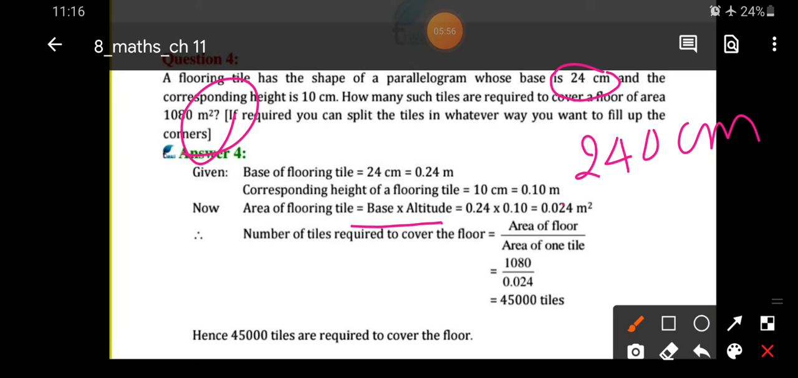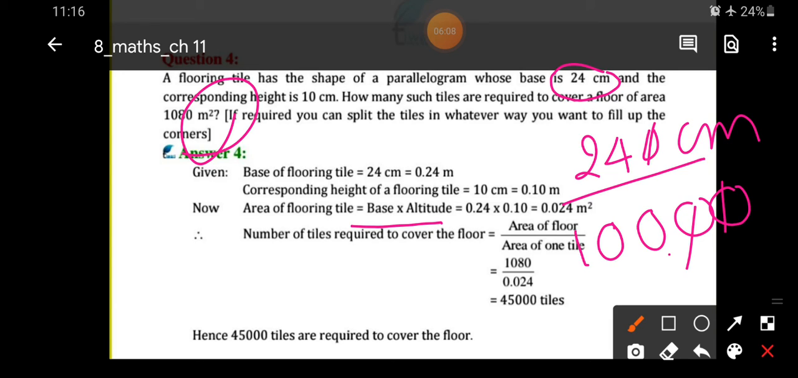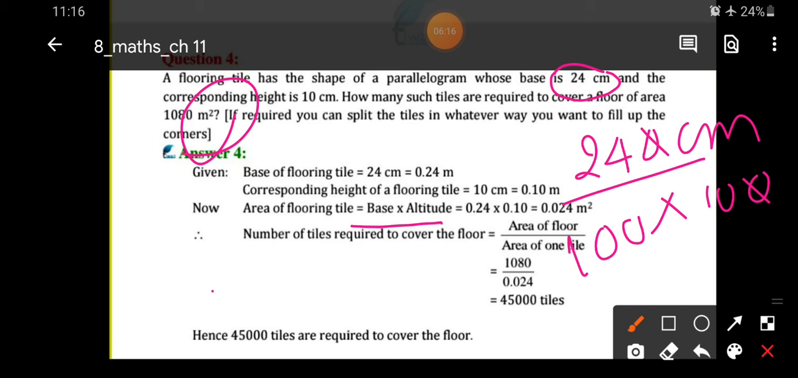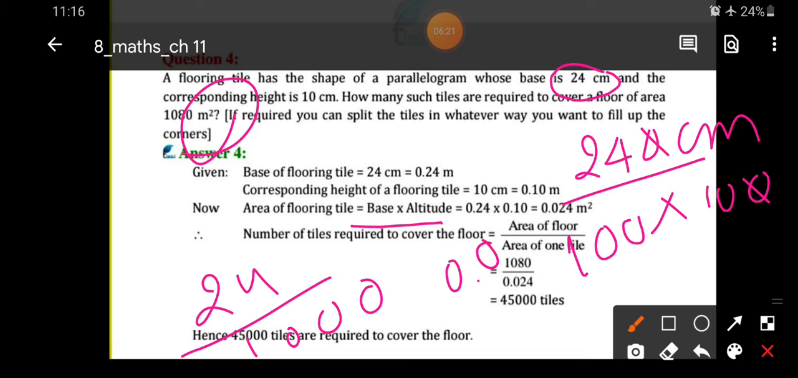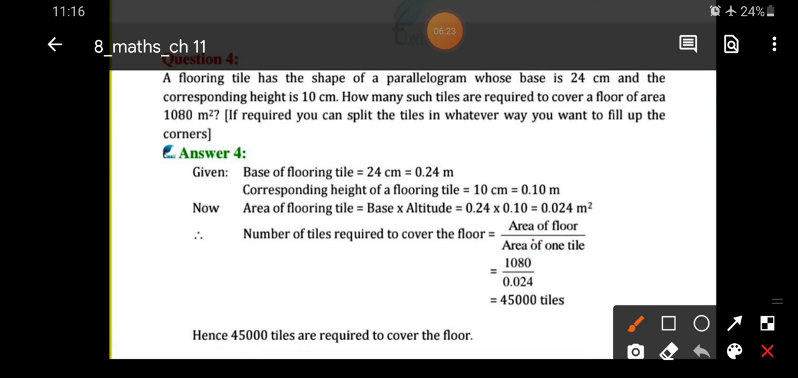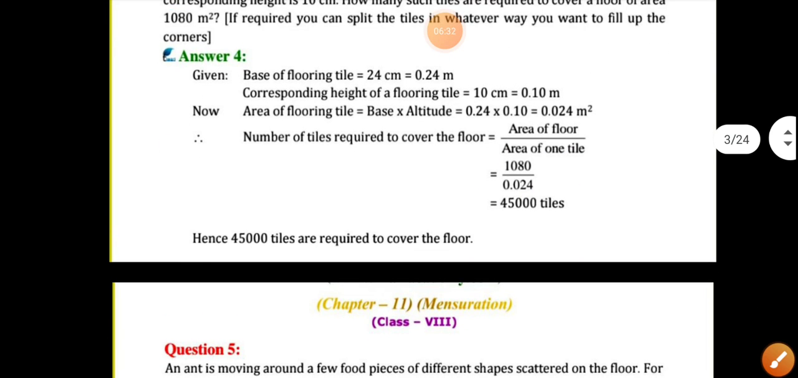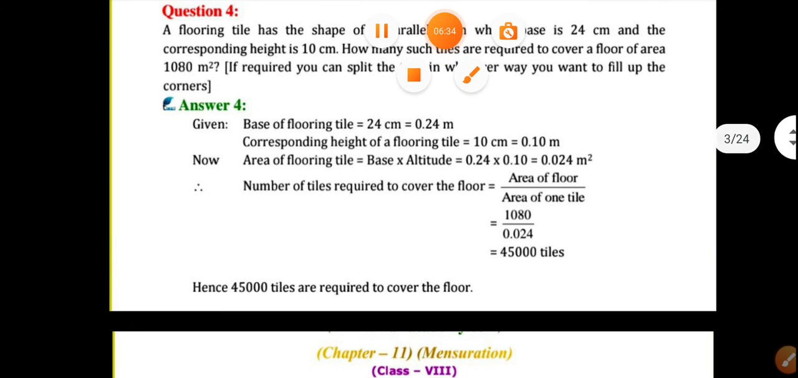So convert into meter, divide by 10,000, because it's a meter square. Okay, so you have to divide by 100 into 100, so it's 10,000, 0 cancel out, 24 divided by 1000, so it's 0.024. So 1080 divided by 0.024, that is 45,000 tiles. So 45,000 tiles are required to cover the floor.